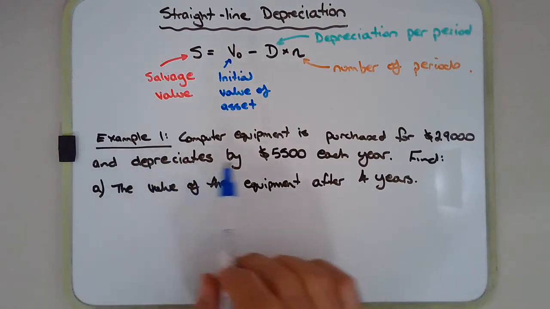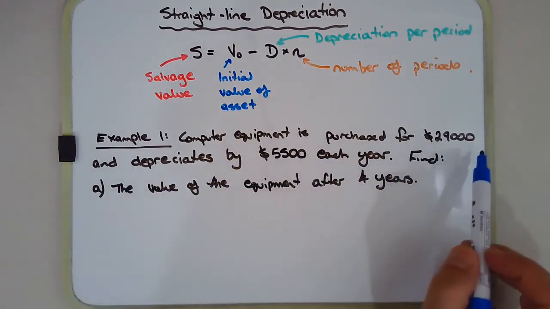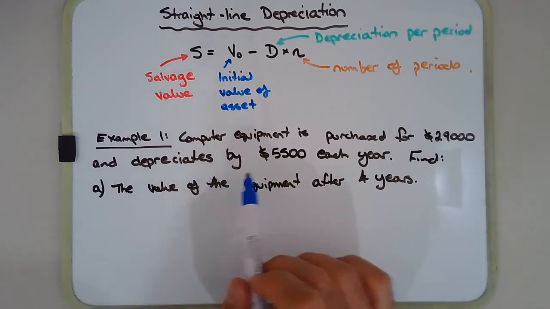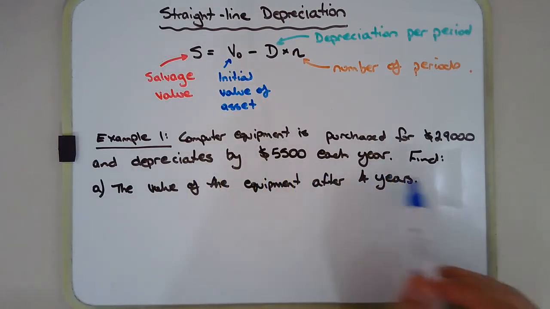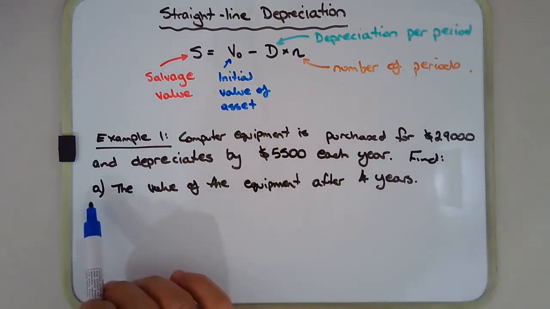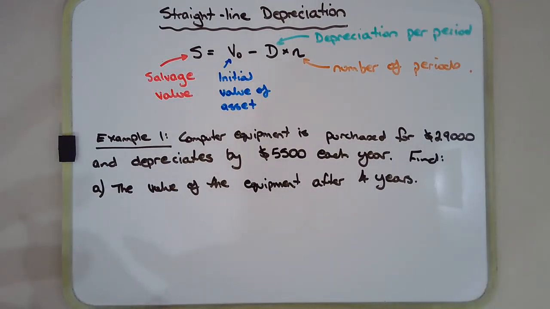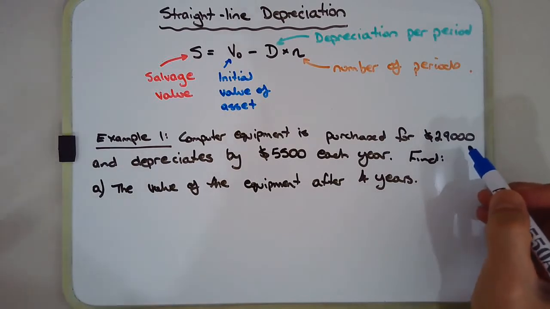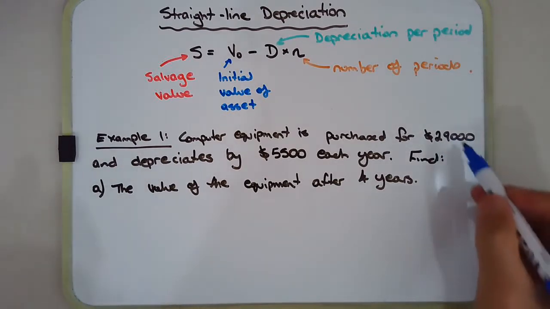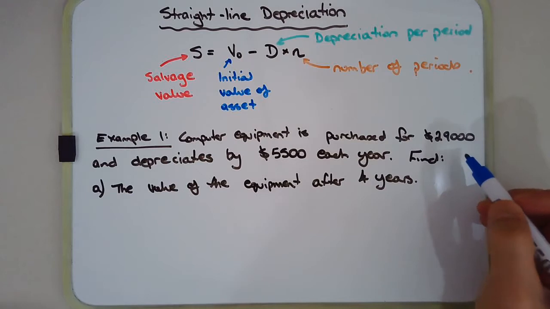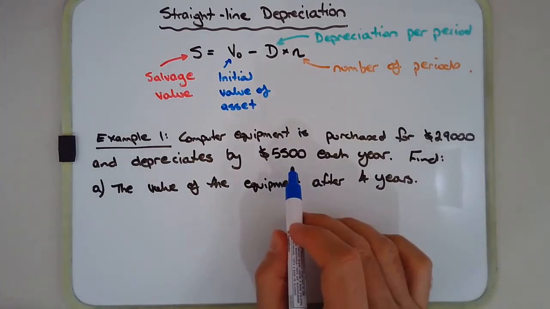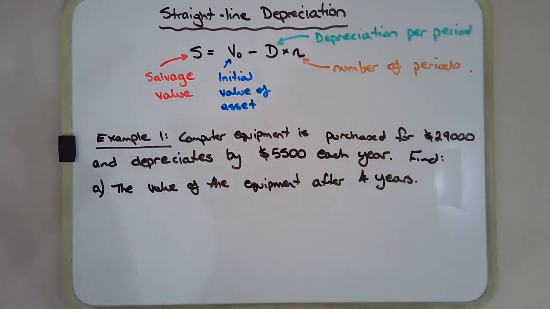Example 1: computer equipment is purchased for $29,000 and depreciates by $5,500 each year. Find, part A, the value of the equipment after 4 years. So just think of it this way. When this equipment's first bought, it's $29,000. Each year it's losing $5,500.